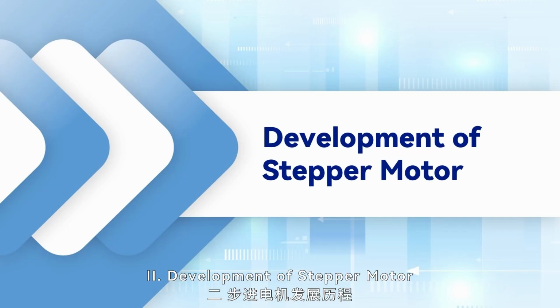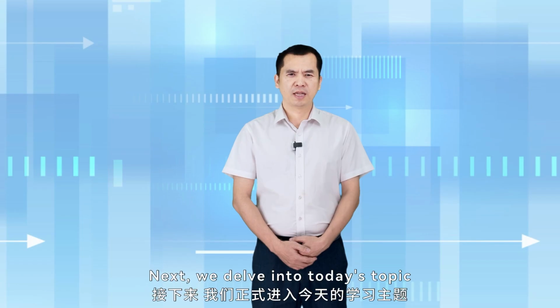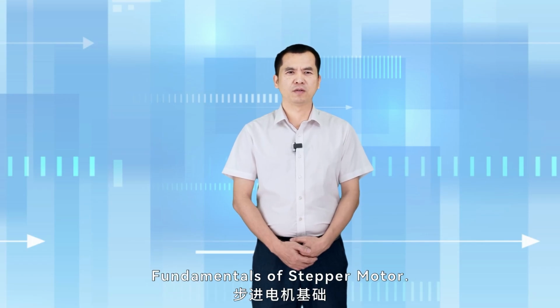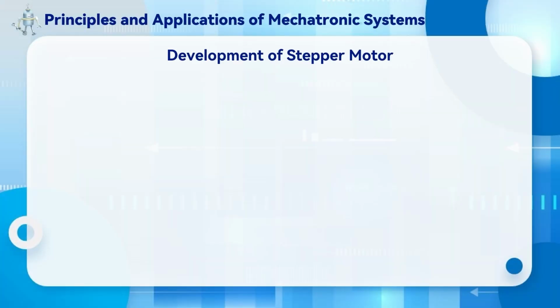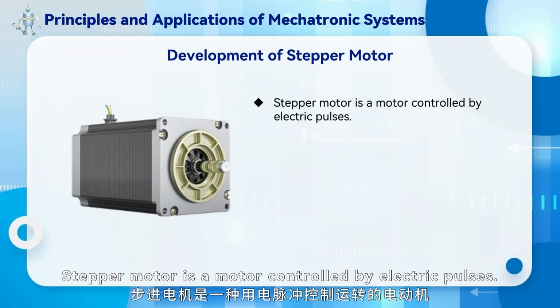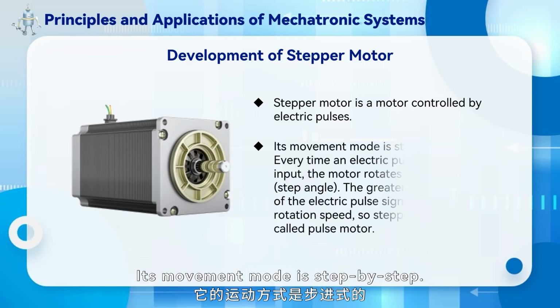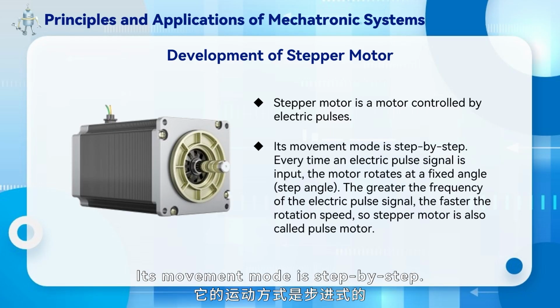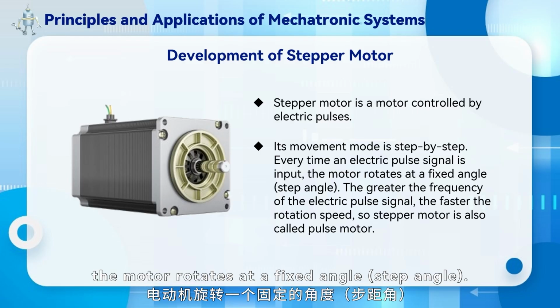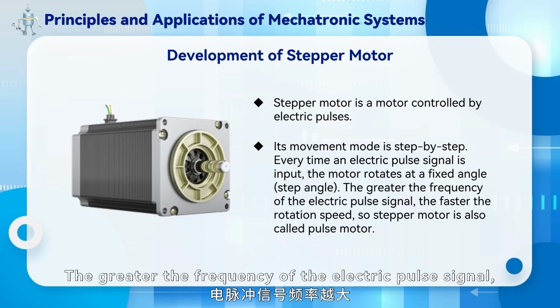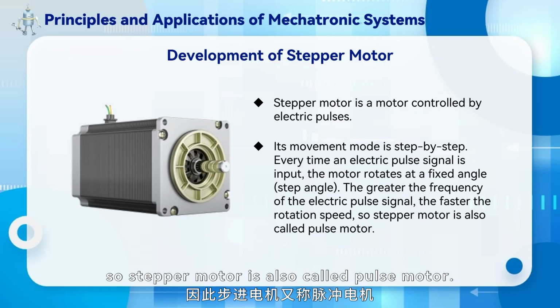2. Development of stepper motor. Next, we delve into today's topic, fundamentals of stepper motor. First of all, let's look at the development of stepper motors. A stepper motor is a motor controlled by electric pulses. Its movement mode is step-by-step. Every time an electric pulse signal is input, the motor rotates at a fixed angle, the step angle. The greater the frequency of the electric pulse signal, the faster the rotation speed. So a stepper motor is also called a pulse motor.